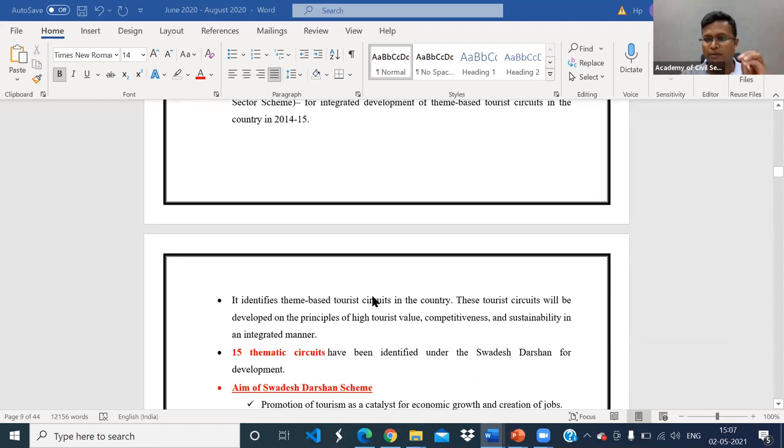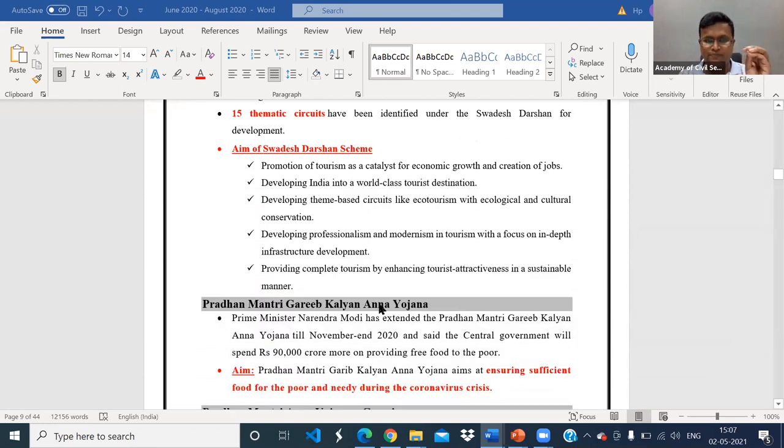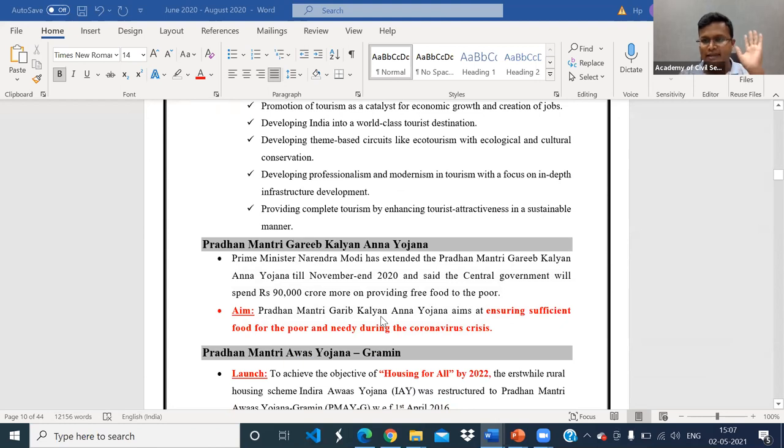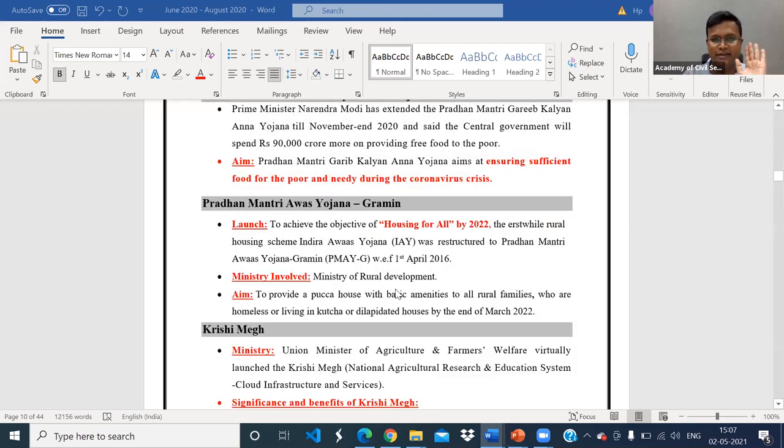It is a scheme for promoting tourism inside India by promoting 15 thematic tourist circuits. Pradhan Mantri Garib Kalyan Anna Yojana. I hope you remember, I have discussed it with you earlier. It is also a program for giving free food to the people. 5 kg of grain for each individual, and 1 kg chana per household was given under the Pradhan Mantri Garib Kalyan Anna Yojana.